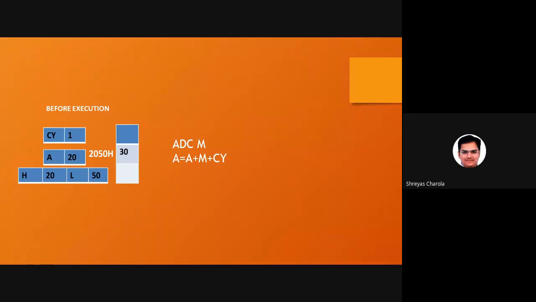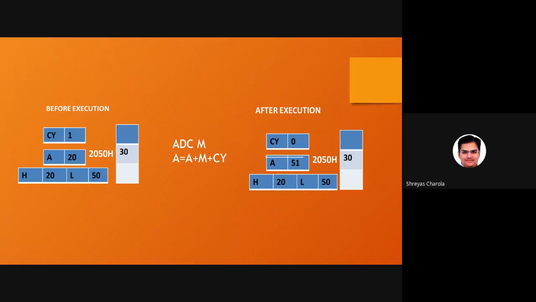ADC M. See, again I want to make it clear that whenever you are writing the answer, there is a decimal and that is for better understanding. This number, when you run it in a simulator, it always gives you in the hexadecimal number, remember. Okay, very good. So answer is 51 in an accumulator.